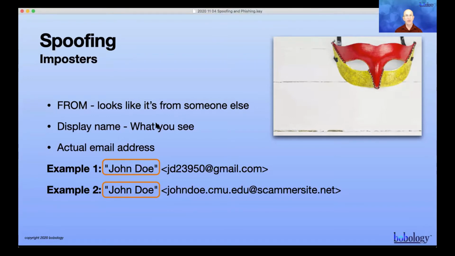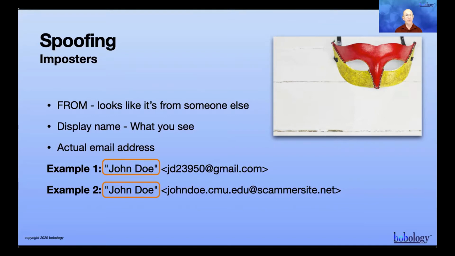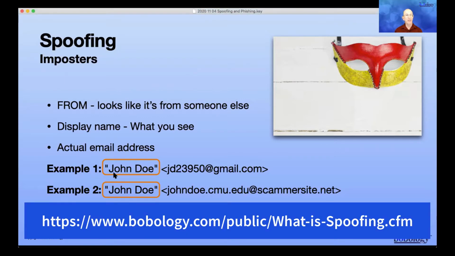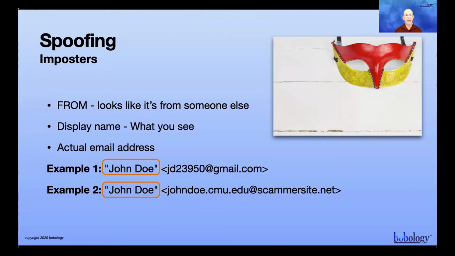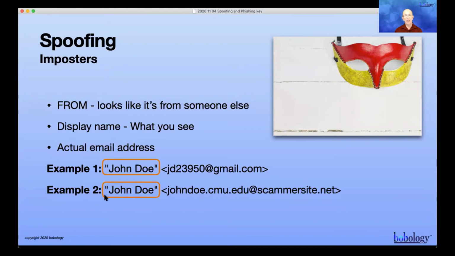There are two parts they can use to do this. There's a display name, which is what you see in the from box. And then there's the actual email address of the person sending you the email. I went to a website, and on my webpage I'll show you a couple of the articles. I have links to these. This is from Carnegie Mellon's website on email spoofing, and they show an example of John Doe, and his address is jd23950@gmail.com. When you see it in the from box on your email, it looks like it's from John Doe. Just like when I send you an email, it looks like it comes from bob@bobology.com, and it does. An imposter would keep the from name, they'd keep it John Doe, but they would have an address at a different website.